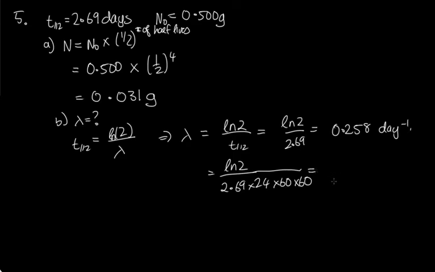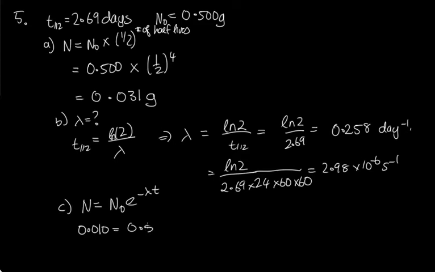And so solving this one on the calculator, we end up with 2.98 times 10 to the minus 6 inverse seconds. Now part C asks us after what length of time will only 0.010 grams be remaining. Well, our equation to describe the amount remaining is the amount remaining is equal to the initial amount times e to the minus lambda t, which is what we use this decay constant for. So we want to have 0.010 grams, and we start with 0.500 grams, and this is e to the minus.